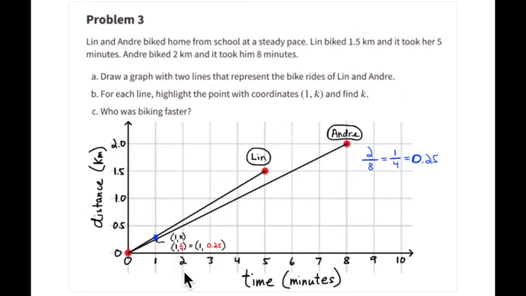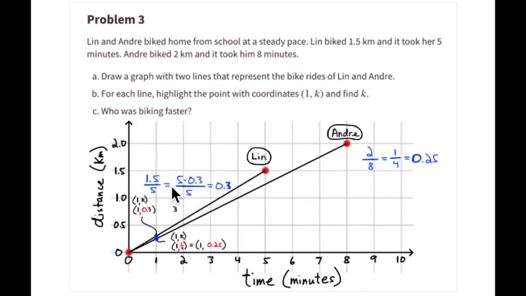So when x is 1, when you're at 1 minute, how far have you traveled? You've traveled 1/4 of a kilometer. So when x is 1, y is 1/4. This is the constant of proportionality, 25 hundredths of a kilometer per minute. For Lynn, she traveled 1.5 kilometers in 5 minutes. She's out here at 5 minutes, 1.5 kilometers. So that constant of proportionality is 3/10.